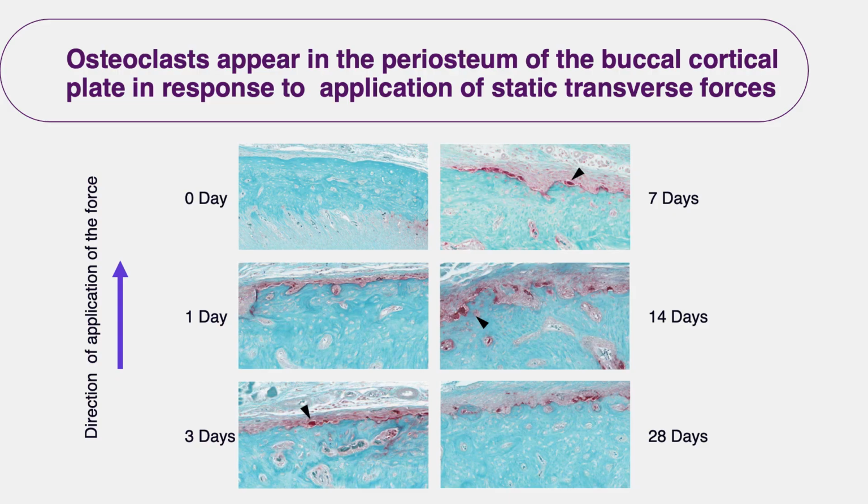Let's see what happens histologically when we apply static orthopedic forces to the maxilla of the rats. We notice that the osteoclasts appear in the periosteum layer, that is the soft tissue layer that covers the cortical bone, early in response to these forces. Does this appearance coincide with the tooth movement?